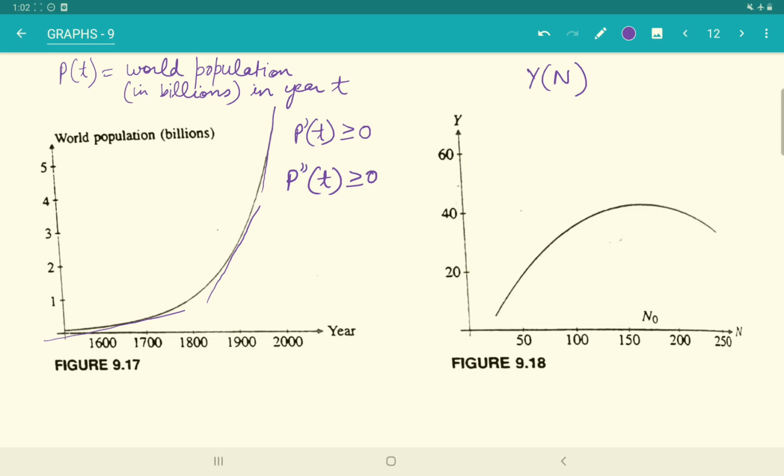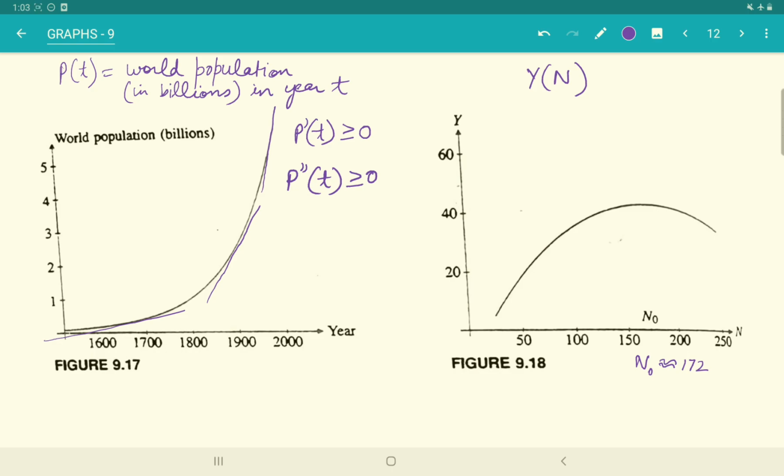Now this function y of n, wherein y is a function of n, as in if we put in n pounds of fertilizer per acre of land, how many bushels of wheat can be produced. So this function, we see it has a maximum at n equal to n naught, wherein n naught is approximately equal to 172. And that just means that if we increase the amount of fertilizer beyond n naught, that is going to cause wheat production to decline.